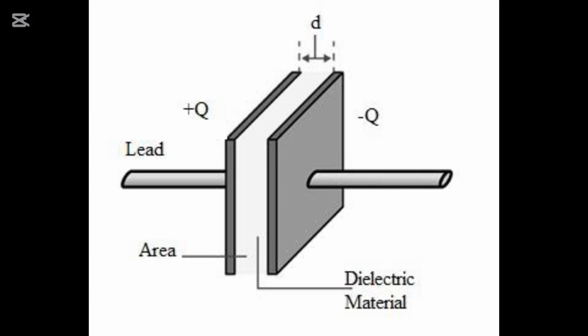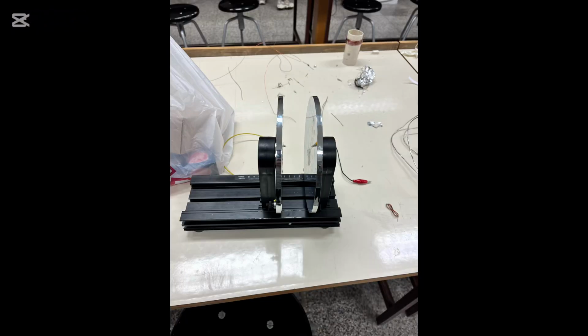First, what is a capacitor? A capacitor is a passive electrical component that stores energy in the form of an electric field. In its simplest form, it consists of two conductive plates separated by an insulating medium. When a voltage is applied, equal and opposite charges accumulate on the facing surfaces of the plates, and the amount of charge stored per volt is defined as the capacitance C.